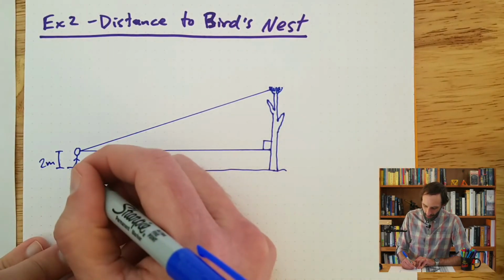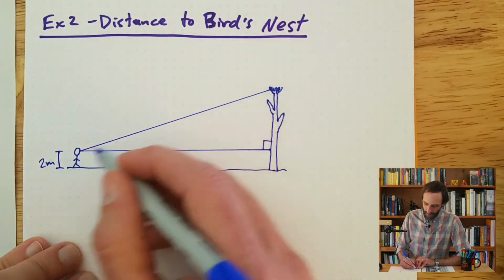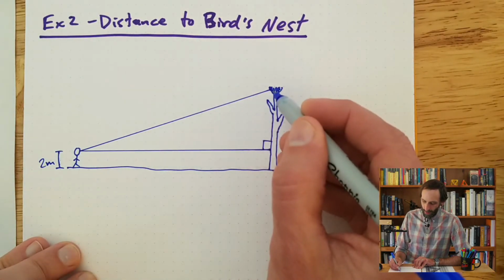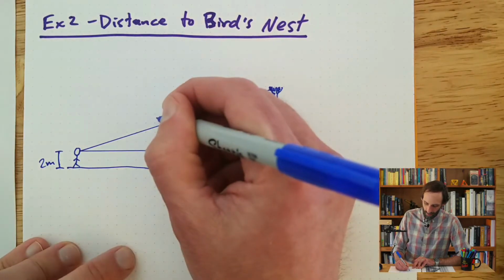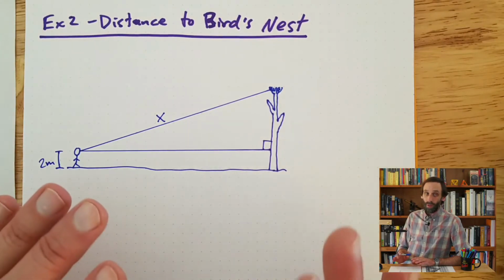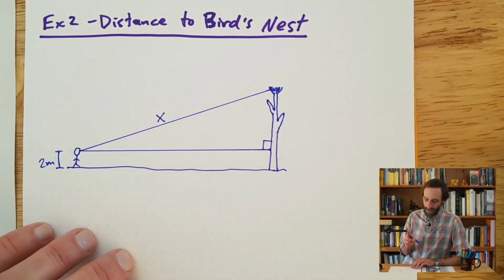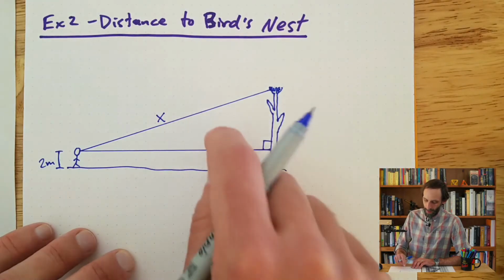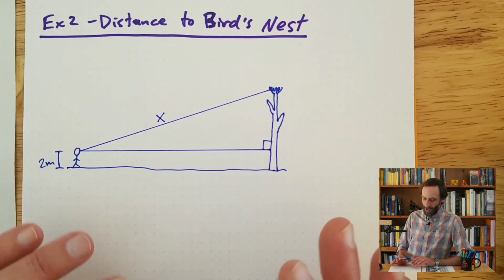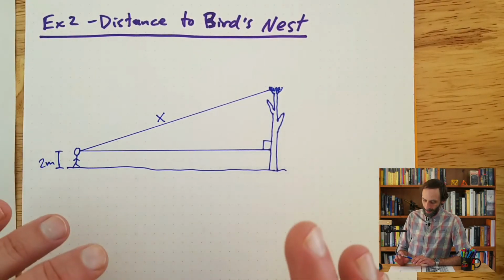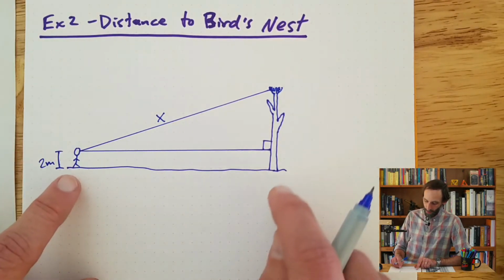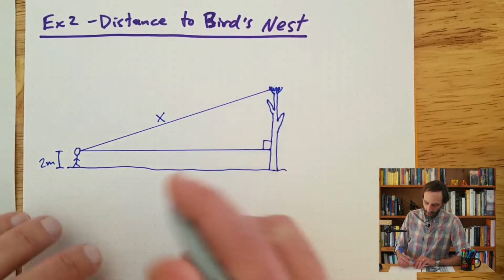And now, in order to find out this distance from where they are to the nest, this distance right here, the thing we're trying to find, we'll need two pieces of information, right? You need two pieces of information in order to do trigonometry on this triangle. So the two pieces of information that this bird watcher could probably collect if they had some measurement tools would be to find this distance between them and the tree.